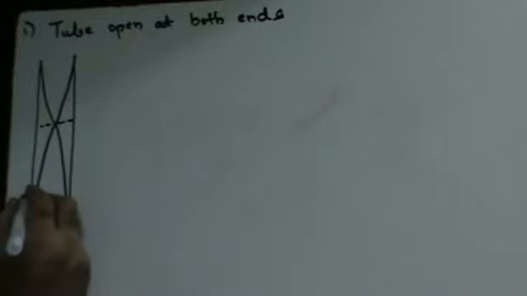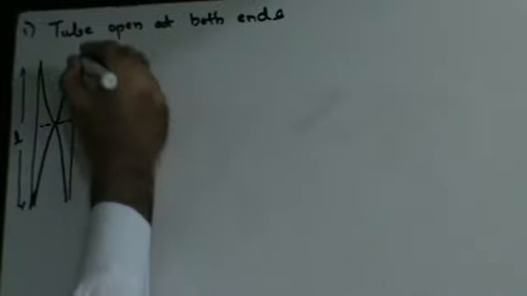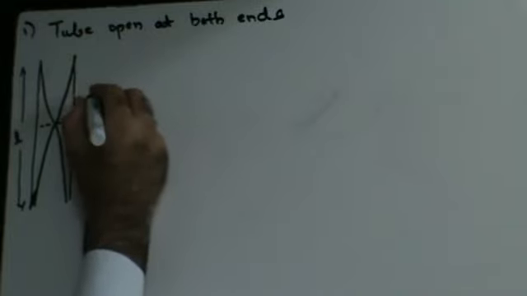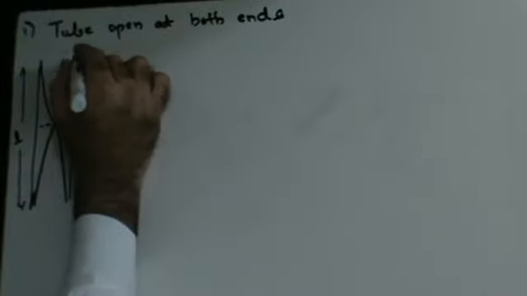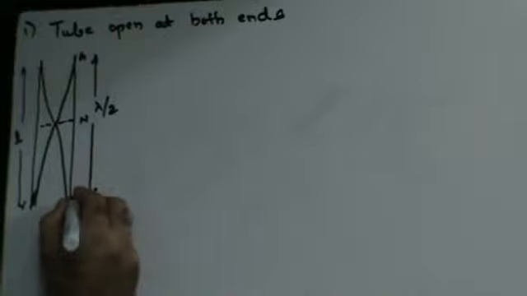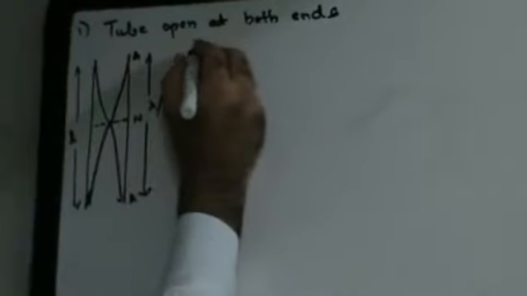In this way, where this is my length of the tube, you have half a wave formed here, so this length is going to be lambda by 2. This is my node, and this is an antinode here and an antinode here. Fine.